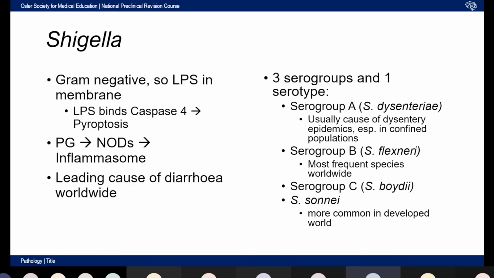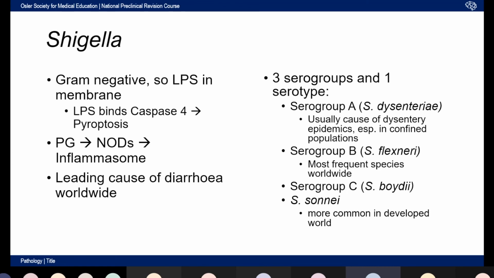As Shigella is gram-negative, it has LPS in the membrane, so this binds to caspase 4 inside cells, leading to pyroptosis of the host cell. Pyroptosis is inflammatory cell death, and when the cell dies, the bacterium will be released from the cell and then can go on to infect other host cells.